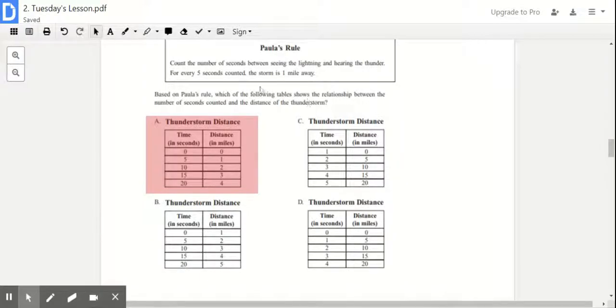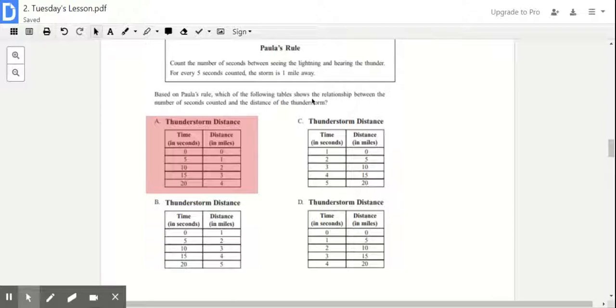Paula's rule. Count the number of seconds between seeing the lightning and hearing the thunder. For every 5 seconds counted, the storm is 1 mile away. Okay, so based on Paula's rule, which of the following tables shows the relationship between the number of seconds counted and the distance of the thunderstorm?